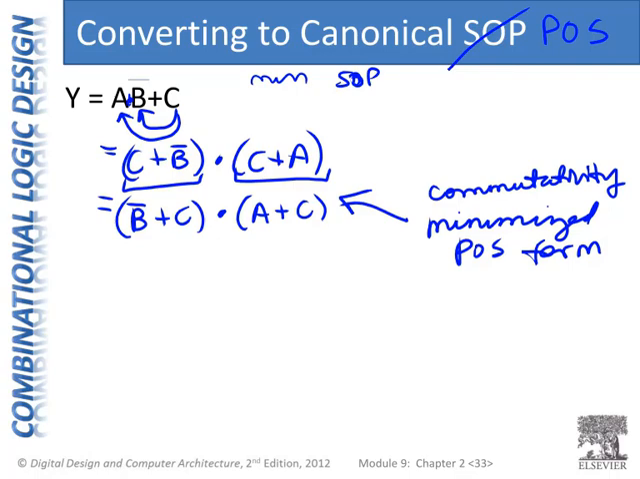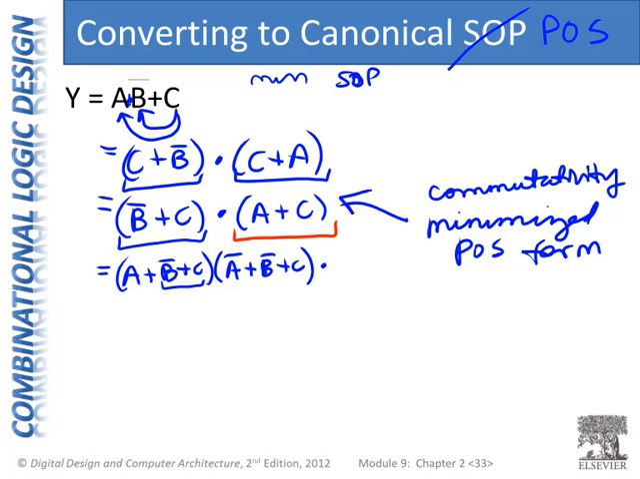Well, this first term, B bar or C, I have to expand using reverse combining. I need an A term in there, so we're going to get A or B bar or C, the original term, ANDed with the complement of A or B bar or C, and AND that with the next term. We need a B term in that, so we're going to get A or B or C, ANDed with A or B bar or C. So now each of our sum terms, or OR terms, includes either the true or complement form of each input.